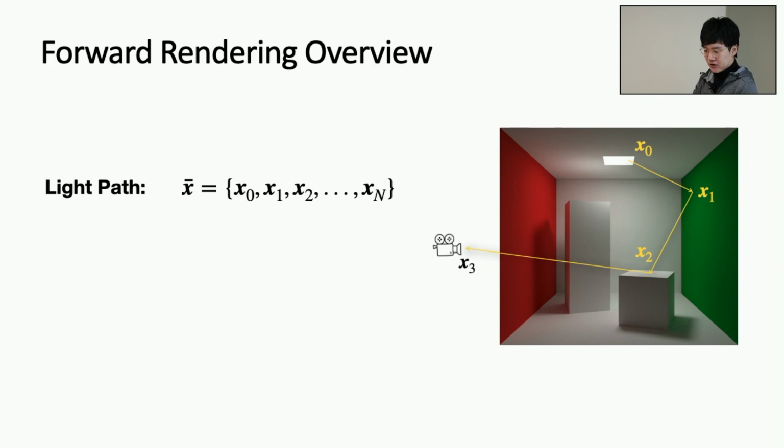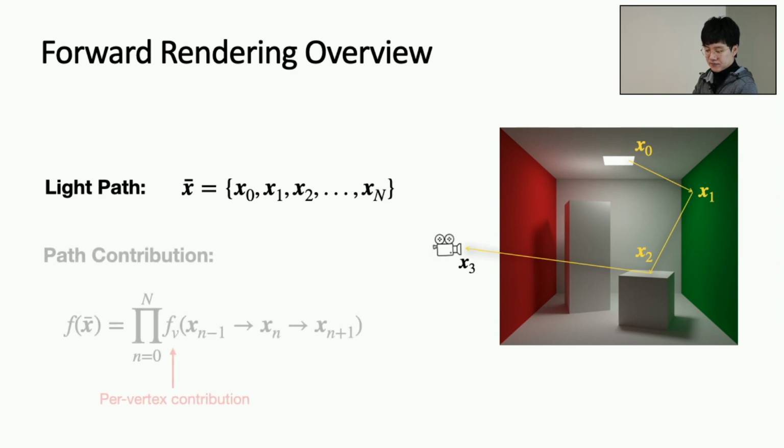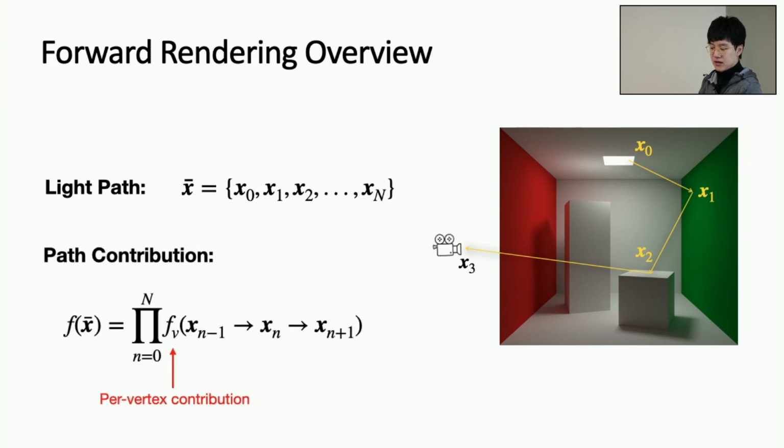And here's a brief overview of the forward rendering process. The pixel value of the image on the camera film is the energy of all the light paths that come from the emitter, are reflected by the objects, and finally arrive at that pixel. We show a light path on the right, which has 4 light vertices. The path contribution is the amount of radiant power carried by an individual light path. And it is a product of the per-vertex contributions of each vertex of the light path.